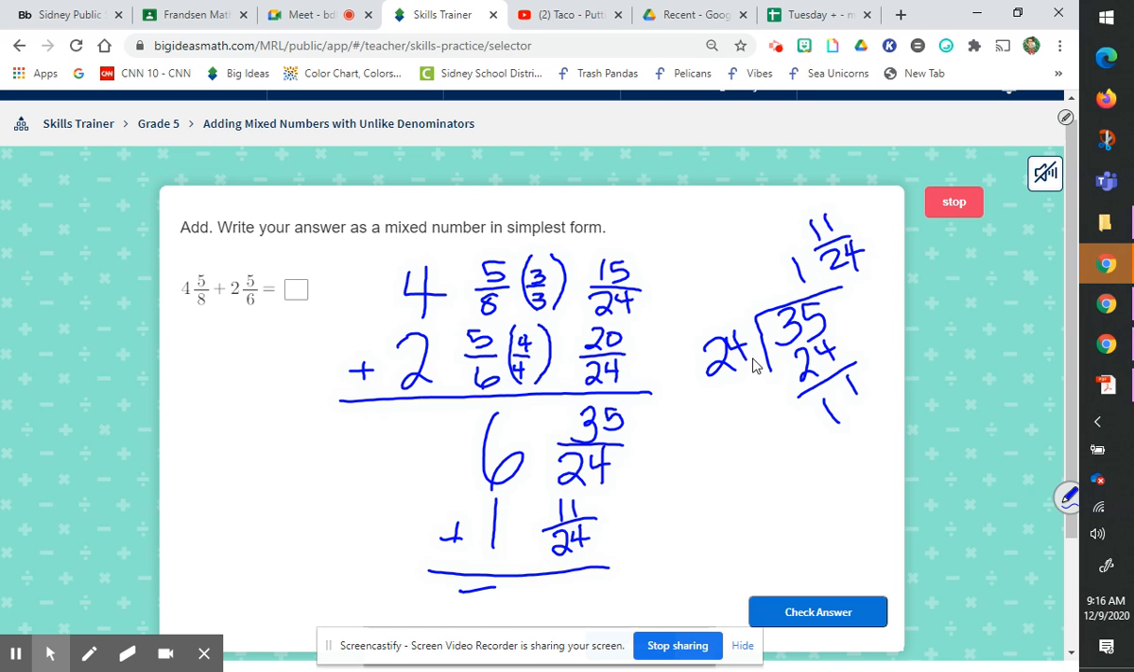1 and 11/24 to my final result, and I get, I don't need this fraction anymore. I get 7 and 11/24. Did anybody else get that? No. A few of us did. Good. Okay.